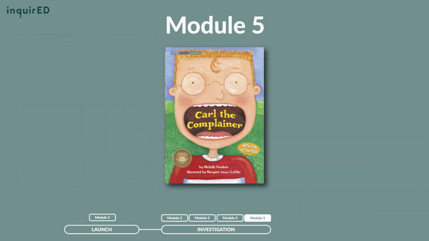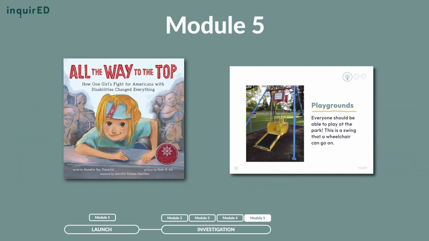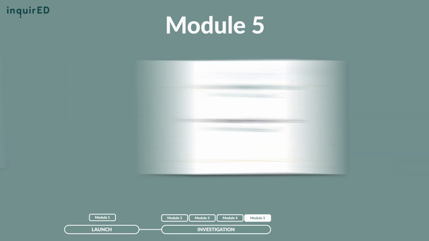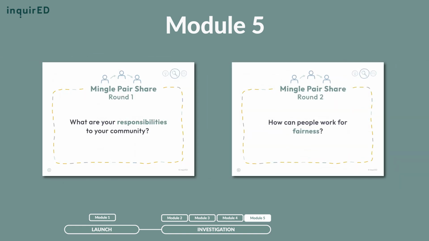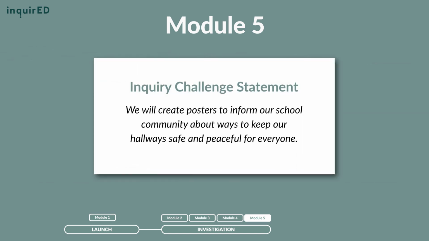In Module 5, students read Carl the Complainer and discuss how one person led a community to address a challenge. They examine sources about the passing of the Americans with Disabilities Act and reflect on their learning through a mingle pair share to consider how they can stand up for their community. Finally, they create an inquiry challenge statement that describes a challenge or opportunity they want to address when they take action and construct their inquiry product.